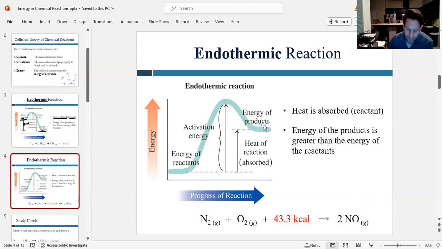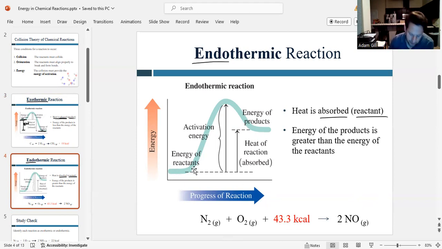You can also have an endothermic reaction in which heat is absorbed, or it's a reactant. And so an example here is nitrogen gas and oxygen gas producing nitrogen monoxide. This is a non-spontaneous reaction. If you want to make this happen, you have to put energy in. So energy is on the reactant side.